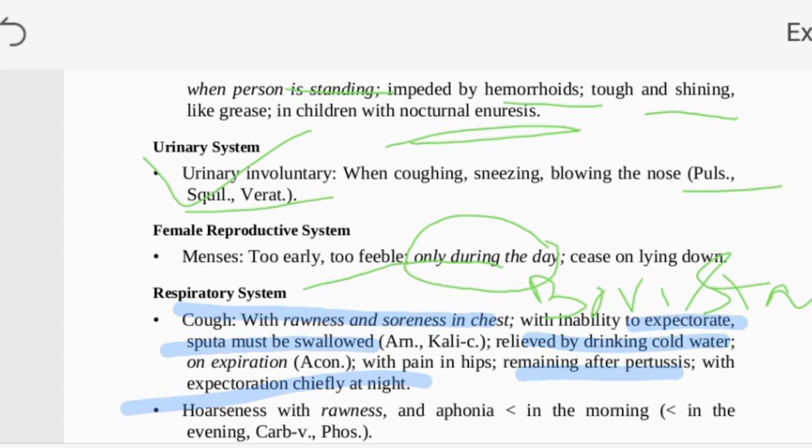Causation is pertussis, and whenever they get cough there is also pain in the hip region. Hoarseness and soreness which lead to aphonia, aggravation in the morning like Carbo vegetabilis, evening aggravation is Carbo veg and Phosphorus. Always remember these things.